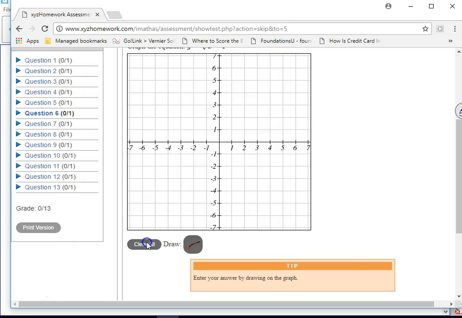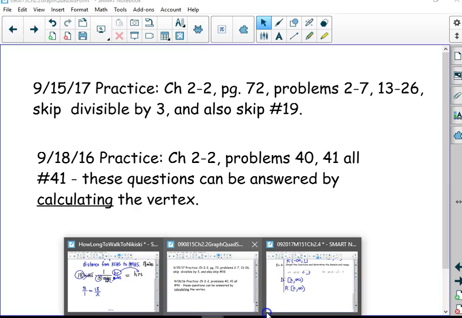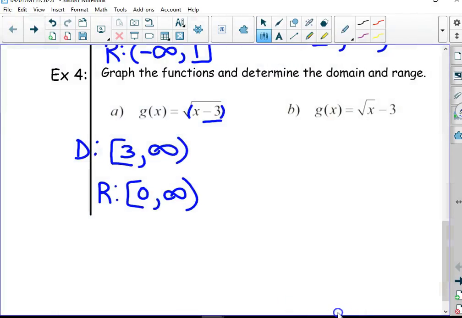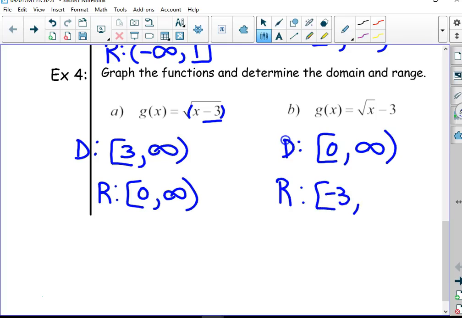Okay? Now let's go back to the second problem, which is a translation down by 3. So our domain stays, no, it actually stays at 0, so our domain includes 0 and goes to positive infinity. Our range moves, though. It moves down by 3, so it starts at negative 3 and goes to positive infinity. All right, let's go graph that one.